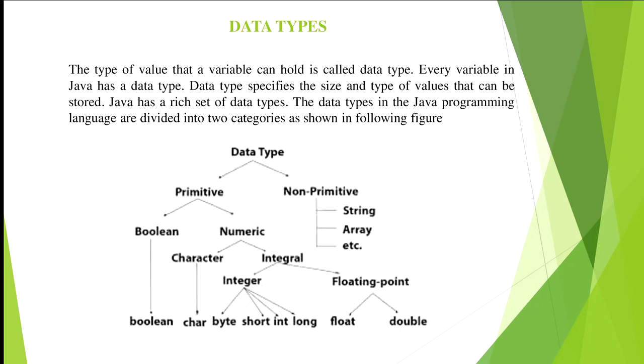And what about the non-primitive? The non-primitive means the string, array, etc. Generally, the primitive data type means the most fundamental data types. In the next slide, we will see the details of each data type.